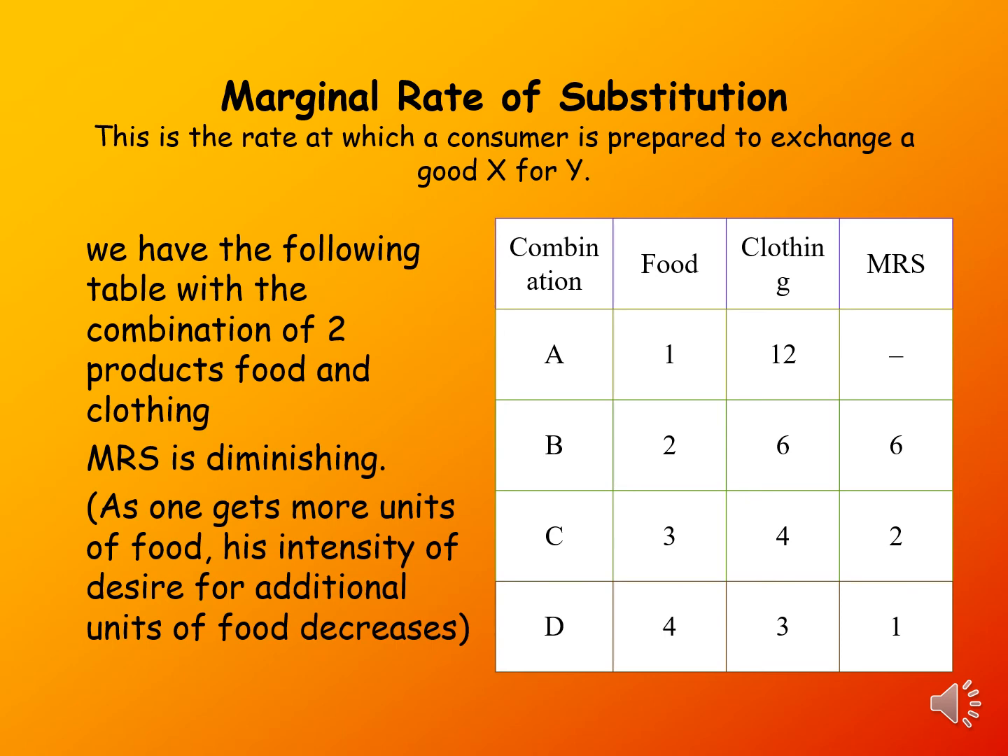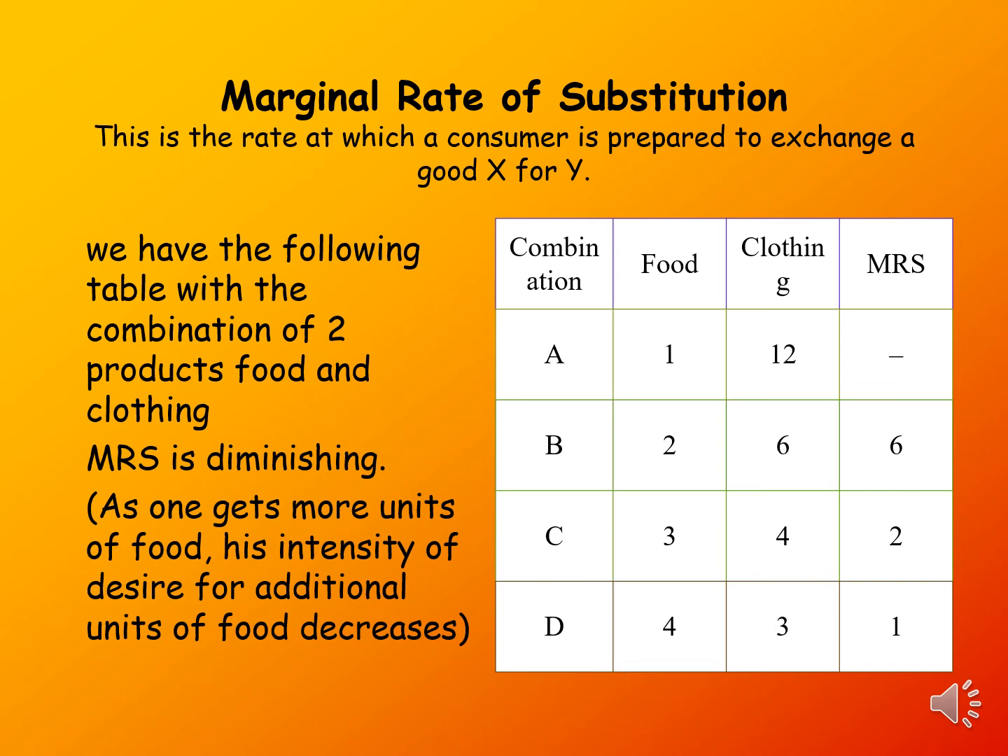Here two goods are taken, and the different combinations of these two goods, that is food and clothing, are given in the table. While examining the four combinations depicted in the table, we can see that the units consumed of food keep on increasing, and the units consumed of clothing are diminishing or decreasing in nature.